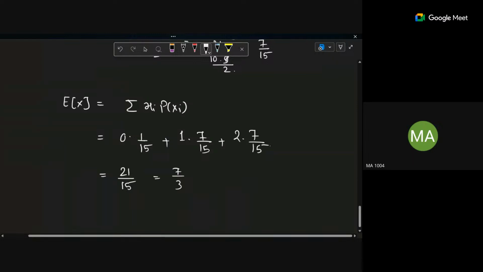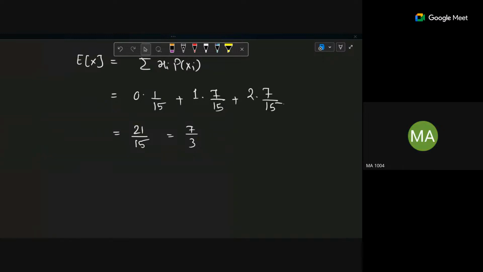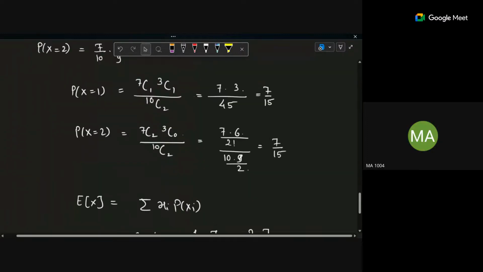Fine. Excuse me, ma'am, 1.4. Ma'am, for question number 4, what if the question was with replacement? Without replacement? No, with replacement. What if it was with replacement? How would that case work? 7 by 5.